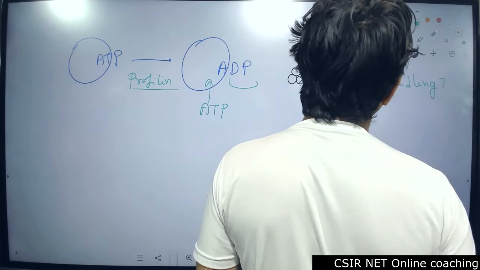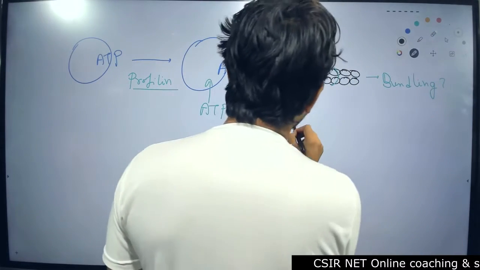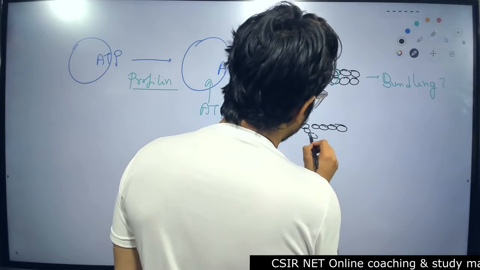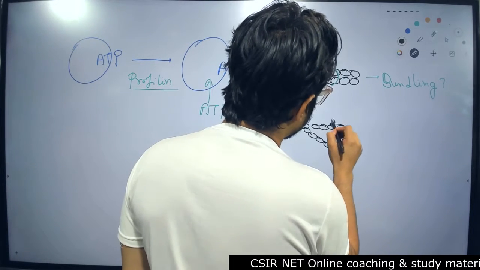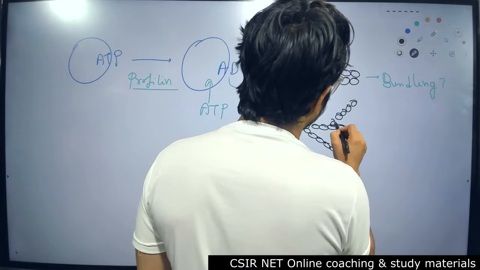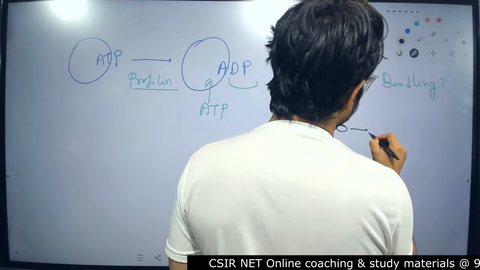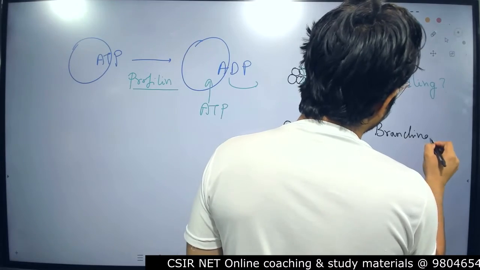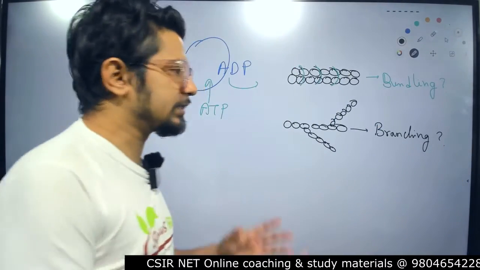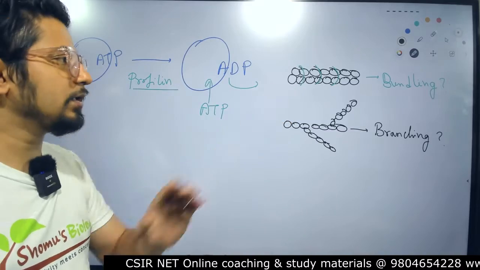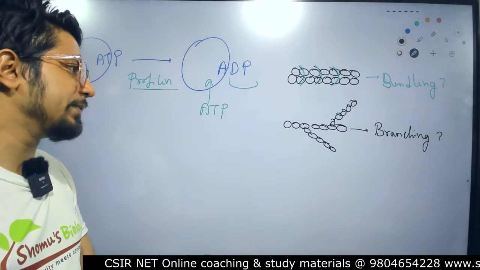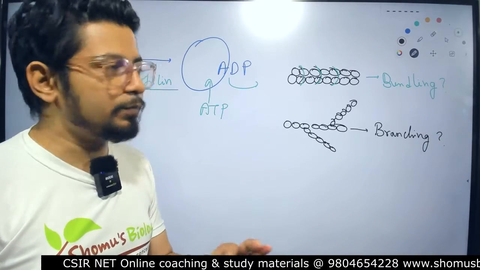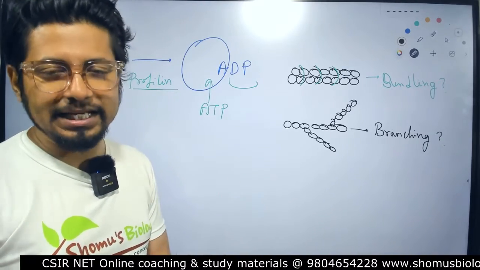Bundling possible or not? And second thing, is it possible to have a branching like this, branching of this, branching, okay? Is it possible? These are two questions that always come in our mind. Is bundling possible with microfilaments or actin filaments, or is branching possible with actin filaments? The answer to both of these is yes, this is possible.